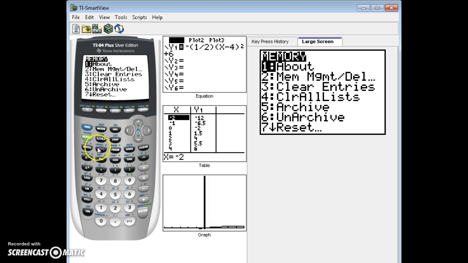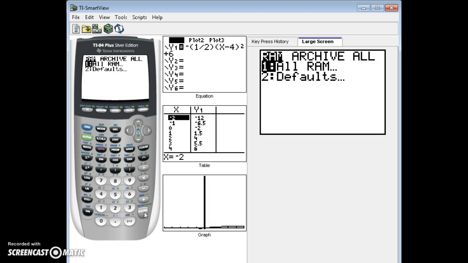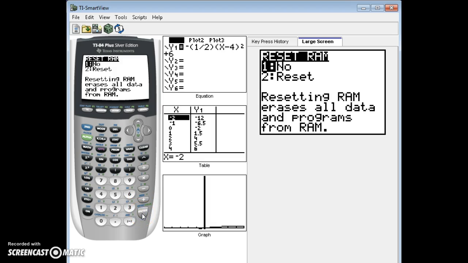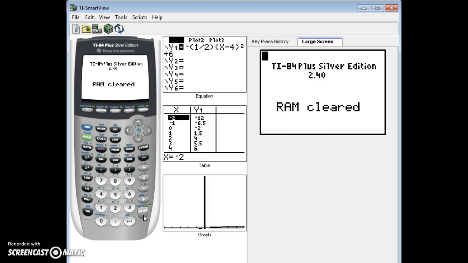We're trying to reset it, so we're going to hit 7, or you can scroll down to 7 and hit enter. Then we want to clear all RAM, so we're going to hit enter again, scroll down or hit 2 for reset, and then your screen should say RAM cleared. This is how you clear the memory of your calculator.